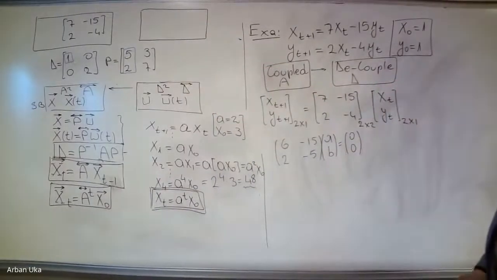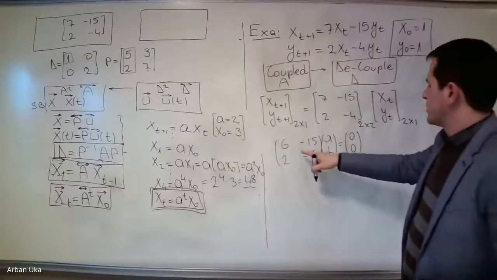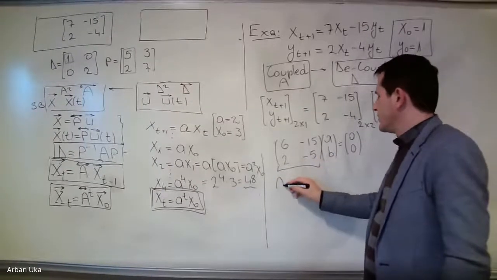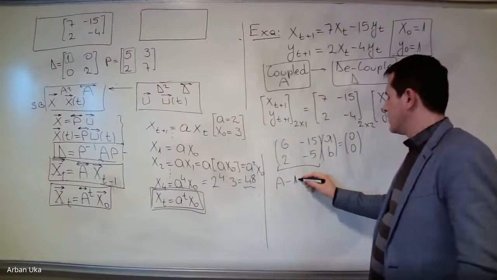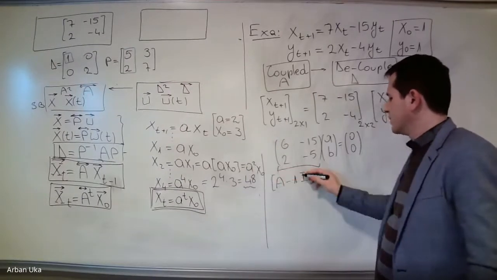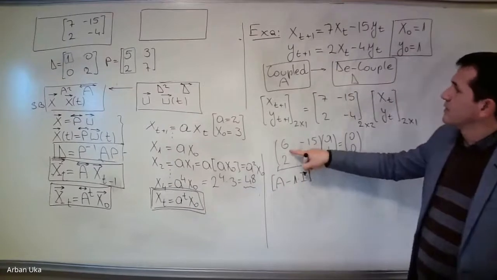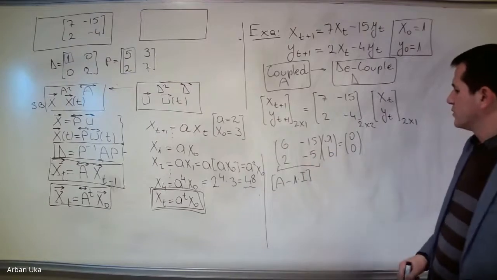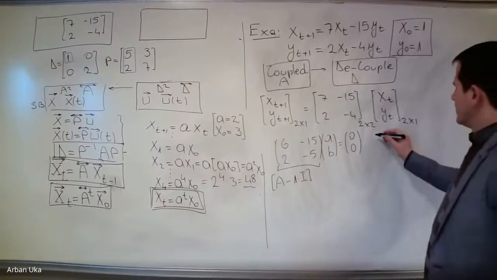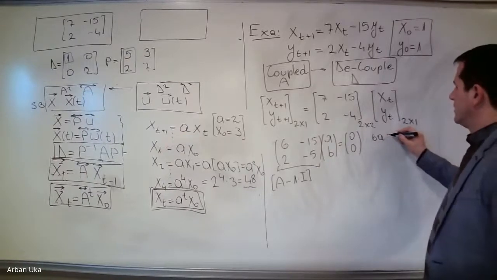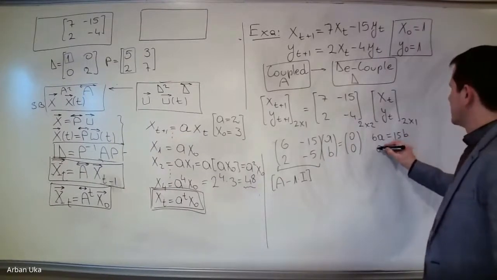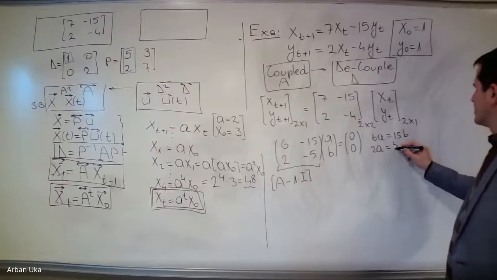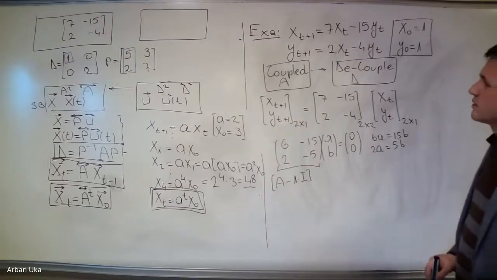Let's see if we get those numbers. So this is 6, minus 15, because this is equal to matrix A minus lambda, which is 1, times the identity matrix, which means that we have to subtract 1 from the diagonal terms. So 7 minus 1 is 6, minus 4 minus 1 is minus 5, so this is what we get. And then we have here 6A is equal to 15B, which means 2A is equal to 5B, so this is 5, 2, that is correct.